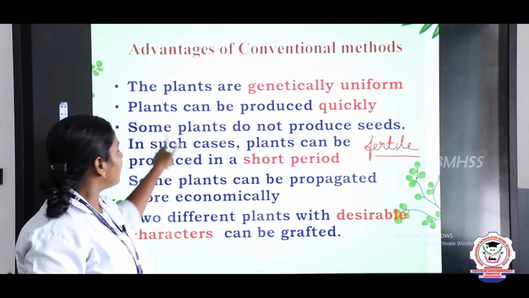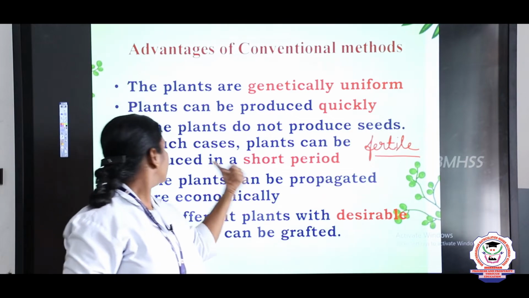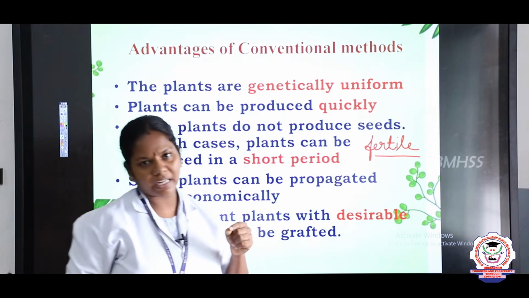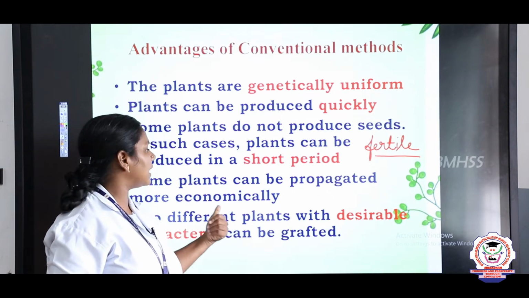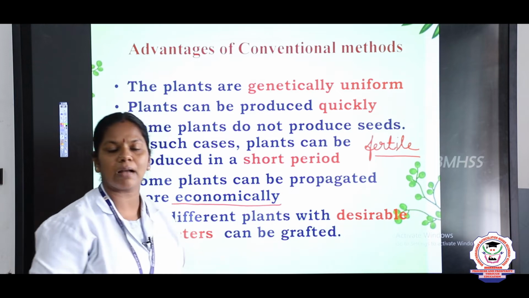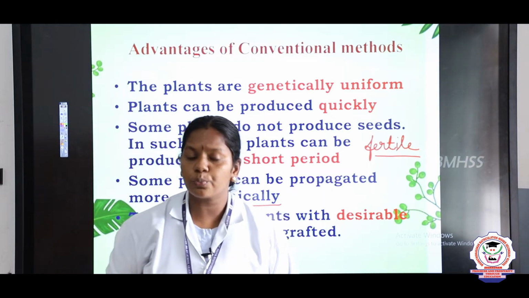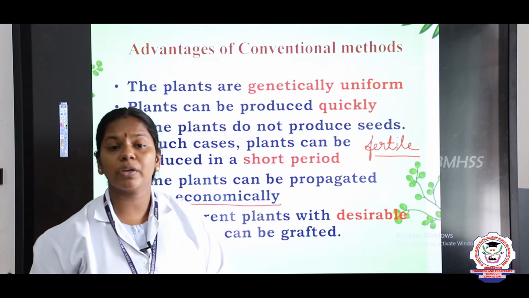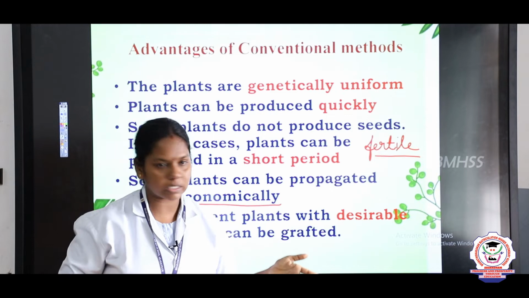So some plants do not produce seeds. In such cases, plants can be produced in a short period, with no need to depend on seeds. And the next one is that it increases the economical value. For example, if you take Solanum tuberosum, what is Solanum tuberosum? Potato, right? Very economically important plants which give us money, we can produce in large quantities.